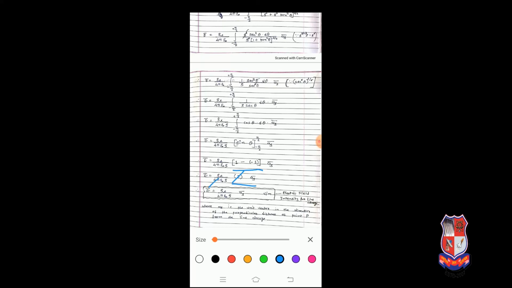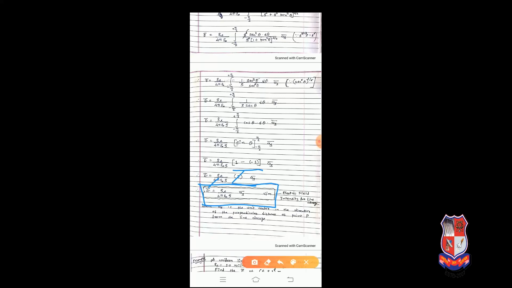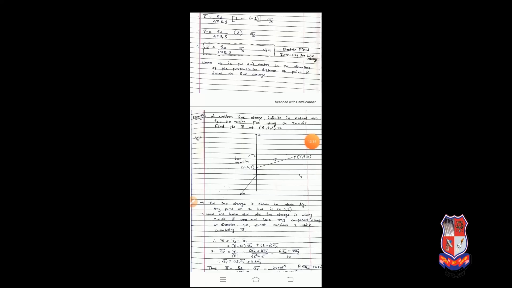Now 2 and 4 cancel. So we can write vector E is equal to rho L divided by 2 pi epsilon 0 into rho into a rho volt per meter. This is the equation for electric field intensity for the line charge, where a rho is the unit vector in the direction of the perpendicular distance of the point P from the line charge. So here we can derive the electric field intensity vector E for the line charge: vector E is equal to rho L divided by 2 pi epsilon 0 into rho into unit vector a rho.